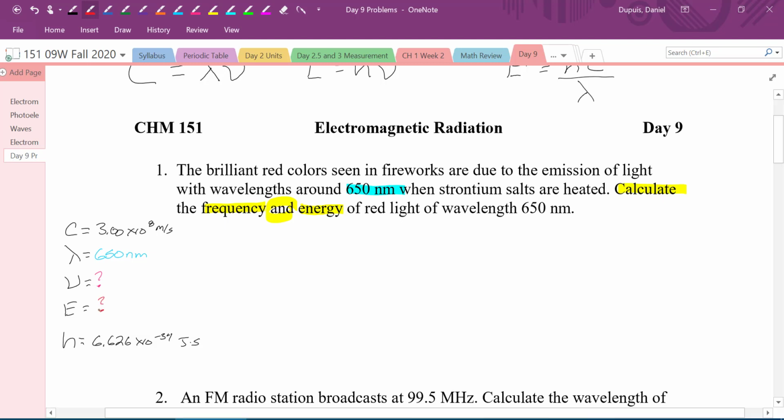Well, I think I should find the frequency first, right? So, C is lambda nu. That means nu equals C over lambda, correct? So nu is going to equal 3.00 times 10 to the 8 meters per second divided by 650 nanometers. Well, nano means times 10 to the minus 9 meters. It's very important to get our units the same, right? So my frequency is what? So how do I put this in the calculator?